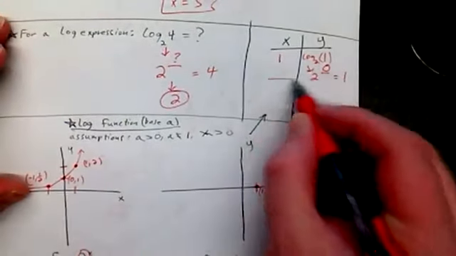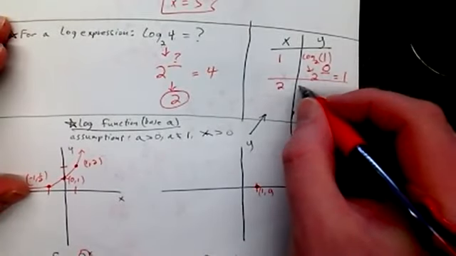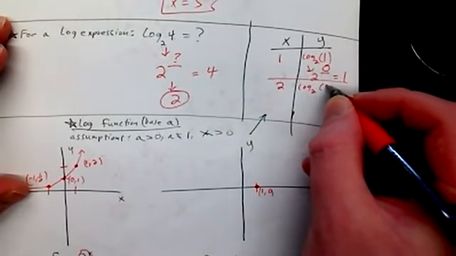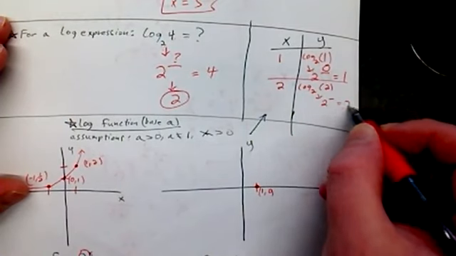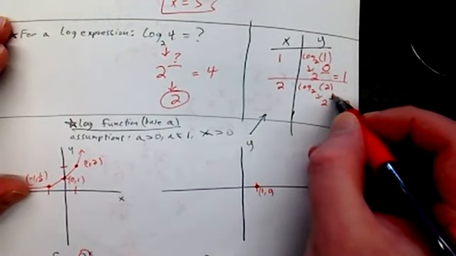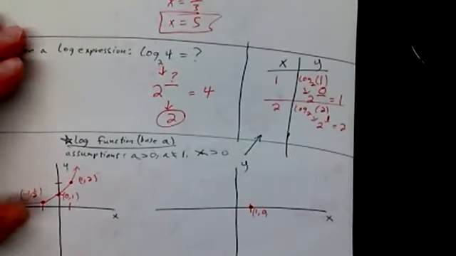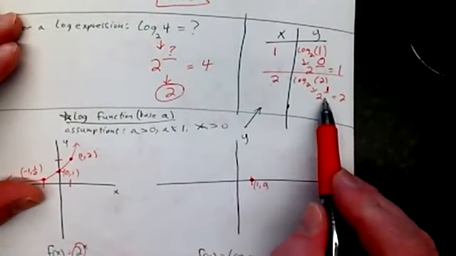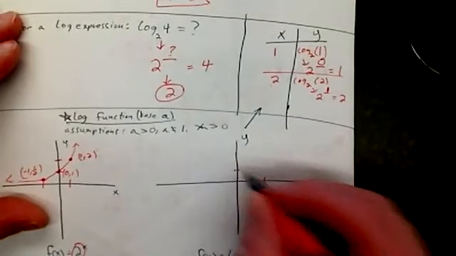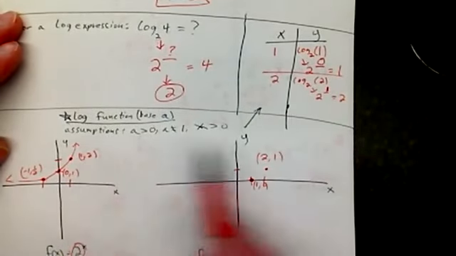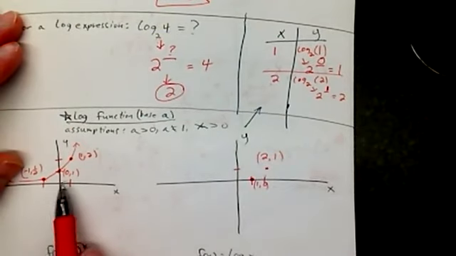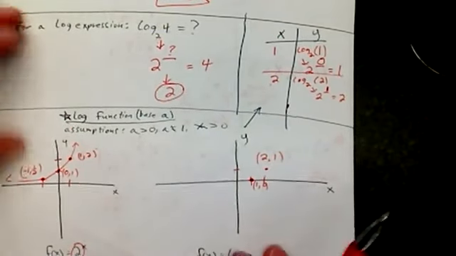Next value I'm going to choose is 2. Log base 2 of 2. In exponential form, that says 2 to what equals 2. Of course, that what is 1 right there. So I have the point 2, comma 1. Are you noticing anything? Over here I had 1, 2. Here I have 2, 1. Over here I had 0, 1. Here I have 1, 0.